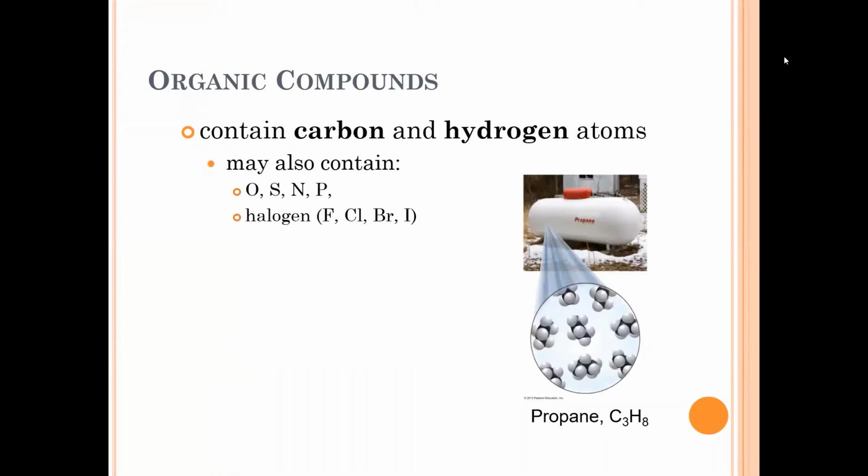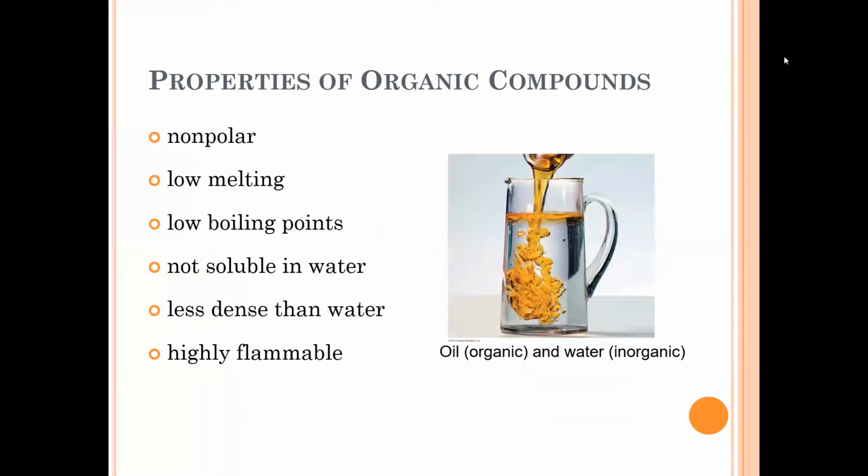So when we start talking about organic compounds, remember organic chemistry is the study of carbon-containing compounds. So organic compounds must contain carbon and hydrogen. They also can contain oxygen, sulfur, nitrogen, phosphorus, even some of the halogens, a variety of other things, but the main components need to be carbon and hydrogen. This is why we call them hydrocarbons.